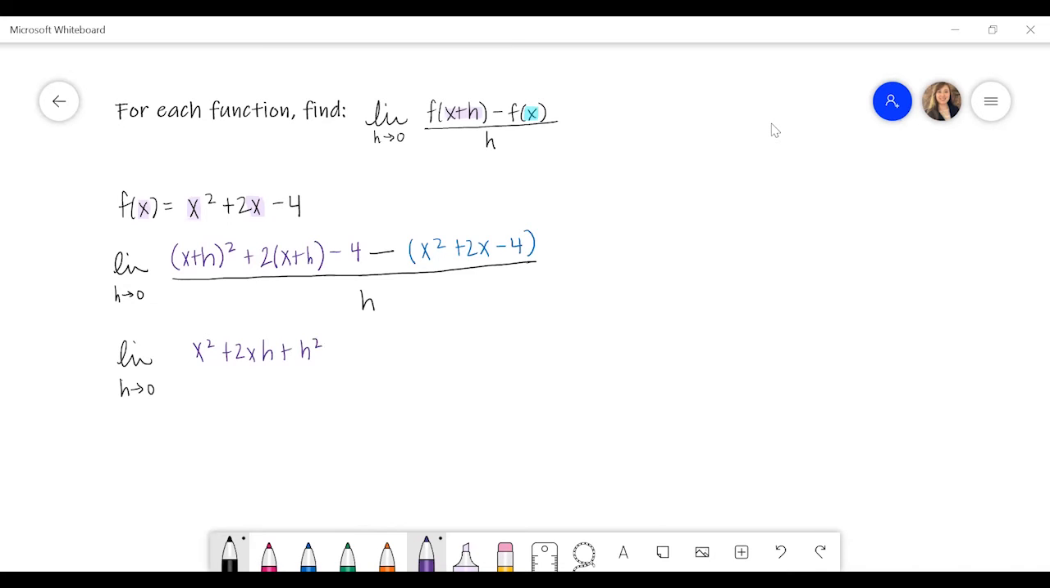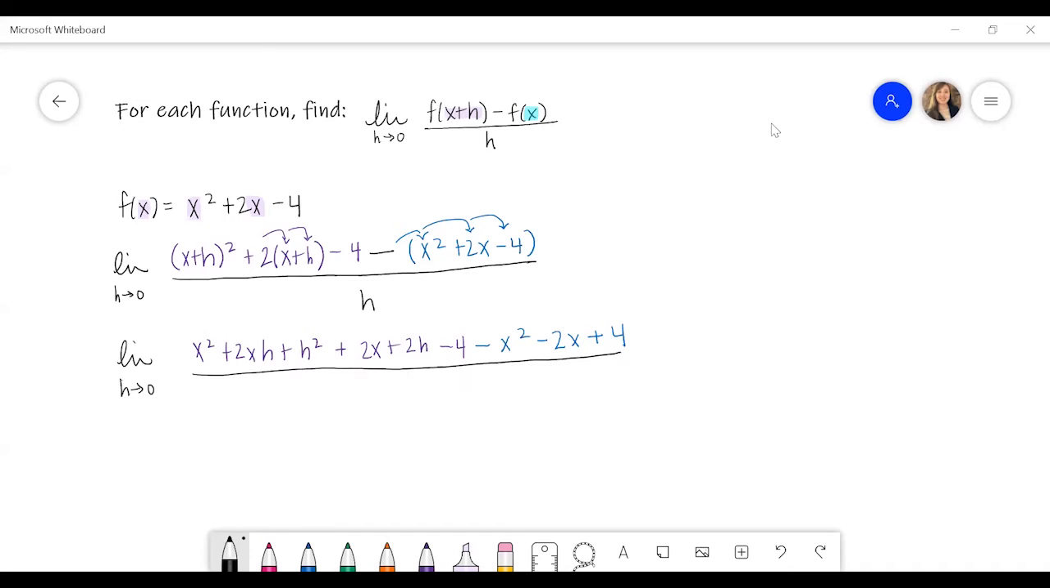X plus h quantity squared is going to be x squared plus 2xh plus h squared. Distribute, and this is another place where I see a common mistake. A lot of times we only distribute to the x, and we forget that there's a 2 in front of the h as well. Minus 4. I'm going to distribute my negative as I go here. Again, another common mistake is to distribute wrong. X squared minus 2x plus 4.